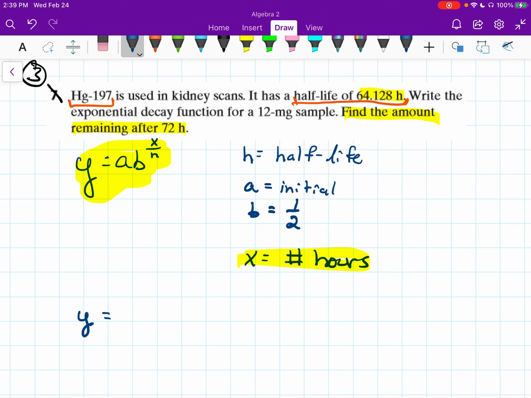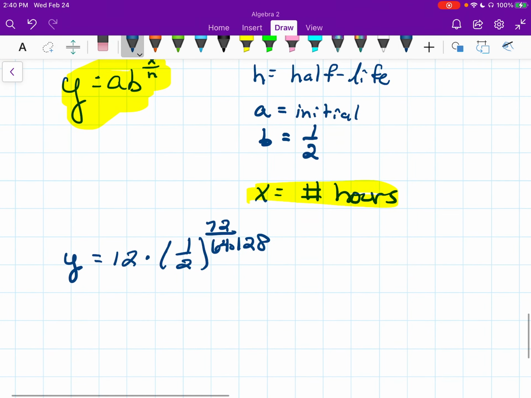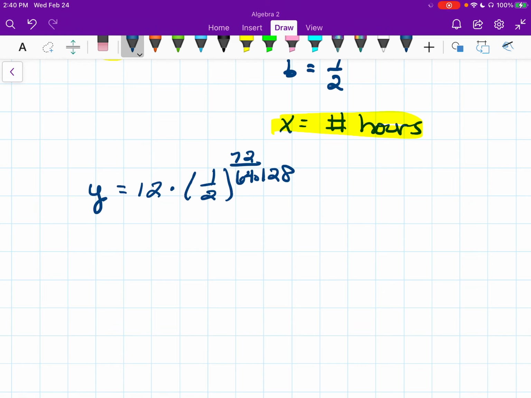So y is what we're going to be getting from it. y equals A, our initial, which is 12 milligrams, times 1/2 to the x. x is the number of hours, 72 hours, over 64.128. Now I'm going to type in my calculator. Starting off, I'm going to do 72 divided by 64.128 to make that a little bit prettier. So this is going to be 12 times 1/2 to the 1.123. Now I'll type in my calculator 12 times 0.5 to the 1.123, and I get 5.509. You know what, I'll say 5.51 when I round. That's measured in milligrams again.